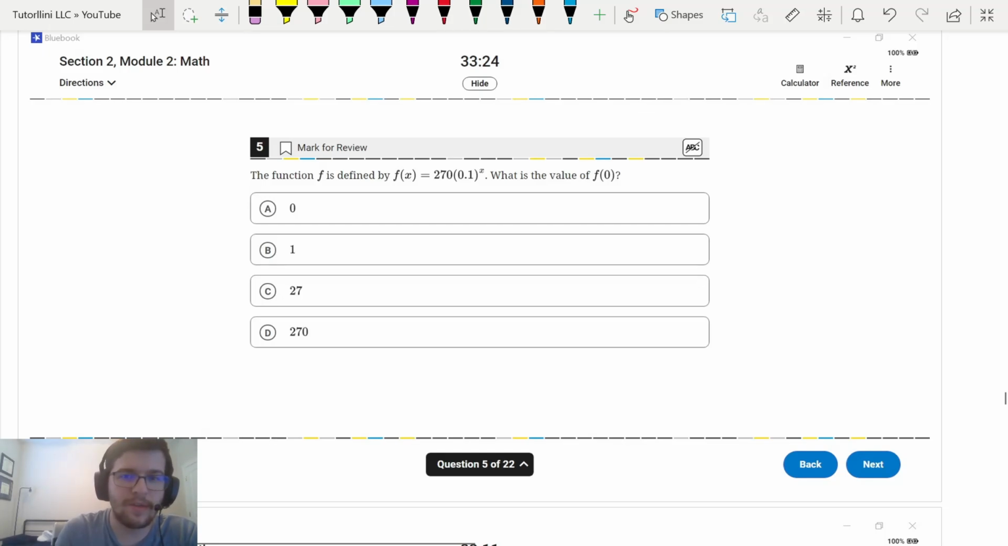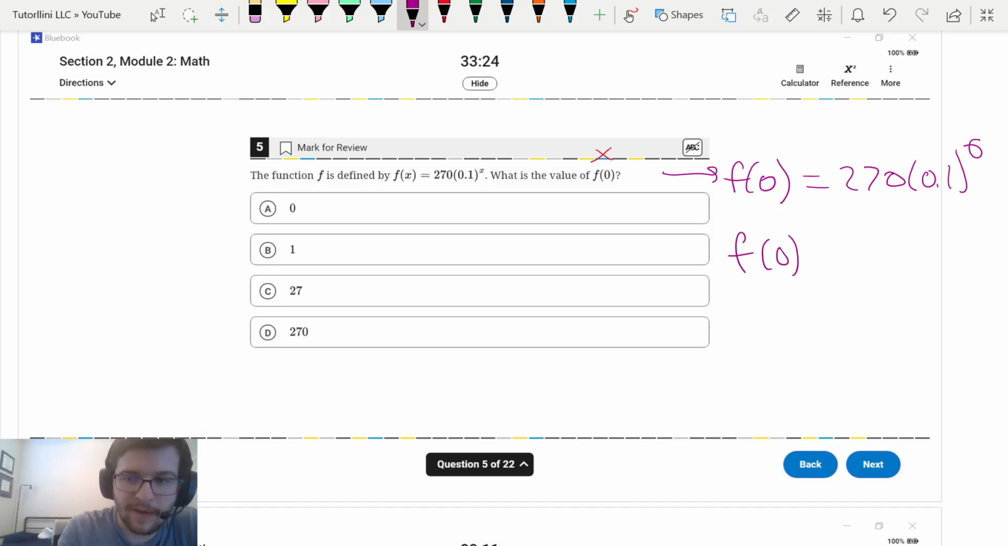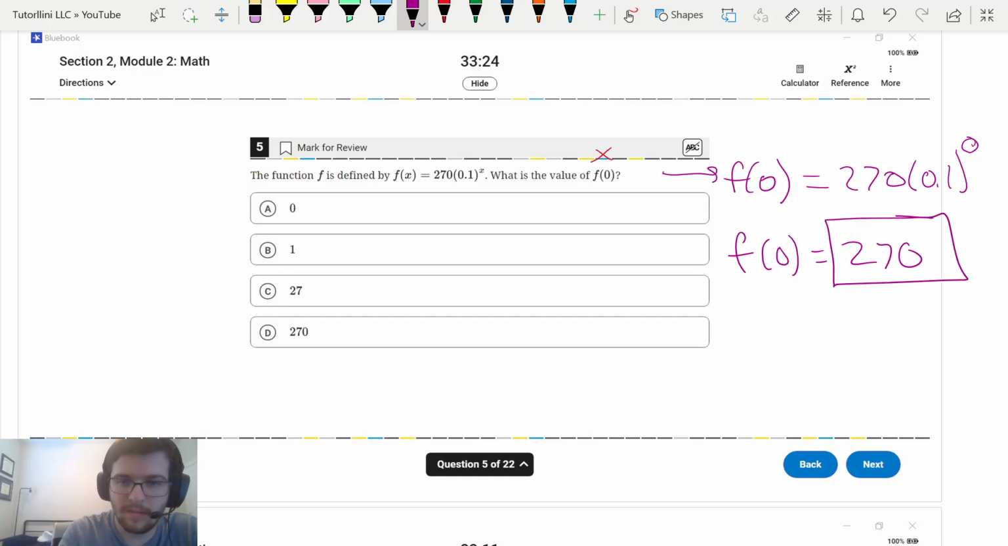F of 0, so that just means that the thing inside the parentheses is always your x. So it wants you to set x equal to 0. So we get 270 times 0.1 to the 0. Okay, I'm going to just type that in a calculator. You should know your rules of exponents, but if you're panicking on the test, please just type it in the calculator. And I get f of 0 equals 270. Which is answer choice D.